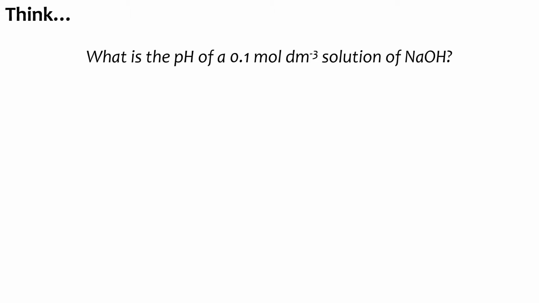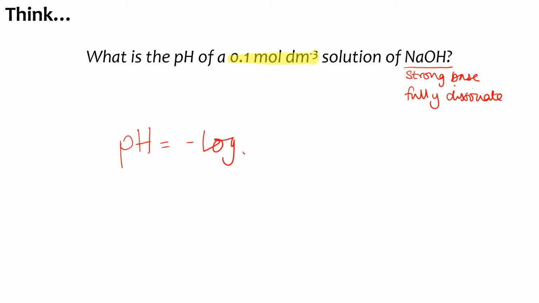So if we were to have a quick go at this, we might think to ourselves, right, NaOH, that's a strong base, so that's going to fully dissociate. And you might think, okay, the concentration of 0.1 mole per decimeter cubed is going to be the concentration of the NaOH. So you might think pH is minus log to the base 10 of the concentration of H+ aqueous. And putting that into your calculator, minus log to the base 10 of 0.1 gives us a pH of 1.